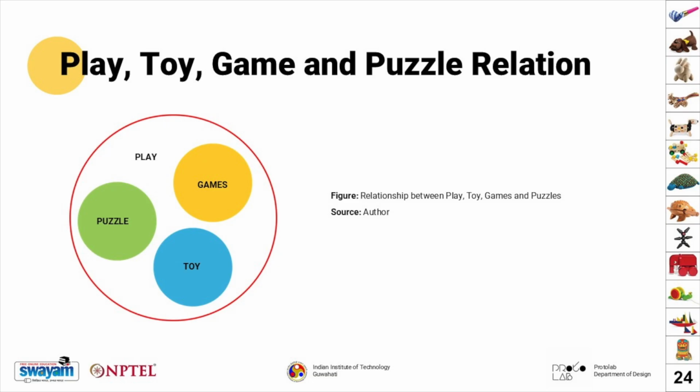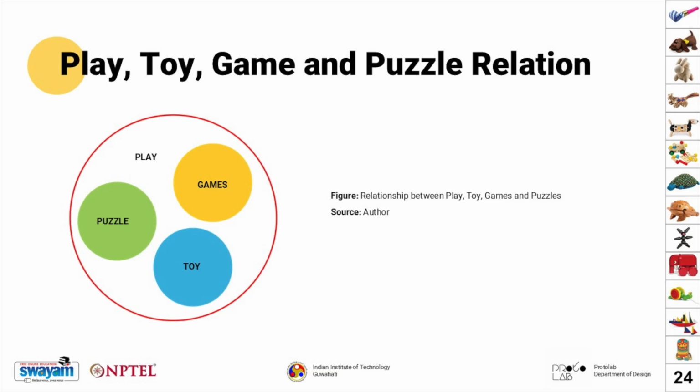A game is structured play. There are rules to follow and there is usually something to achieve. A puzzle is the most structured. There is one correct solution and the challenge is to find it. You can think of these as a gradual shift from freedom to structure. Toys offer the most freedom. Games sit in the middle. Puzzles offer the least freedom.